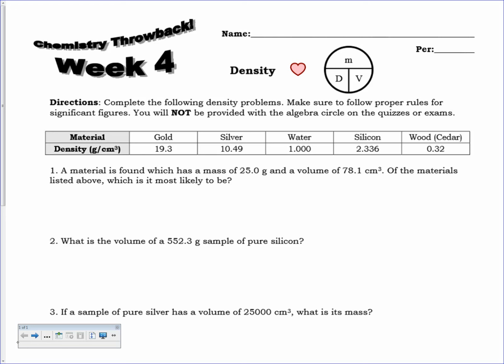So if we want density, we cover up the density. It's mass over volume. If you want mass, you cover that up. It's density times volume. If you want the volume, you cover that up. It's mass over density. So that is how that works. Make sure that you understand that, and that's kind of how these problems all go.